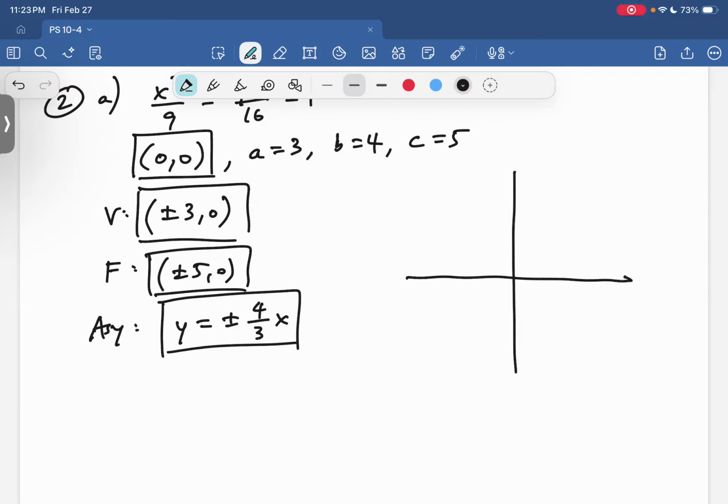I graph all that. It should be a little steeper than that, right? Maybe even more so. My vertices will be at, well, it doesn't need to be that accurate, so that's fine.